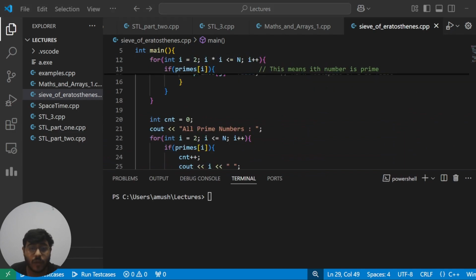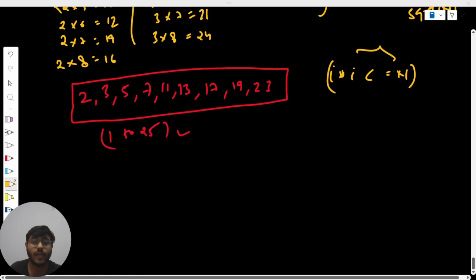But why sieve? But why sieve? What is the benefit of using sieve if our code isn't optimized? Okay. So let's talk about why this is a better approach. Why is this a better approach?